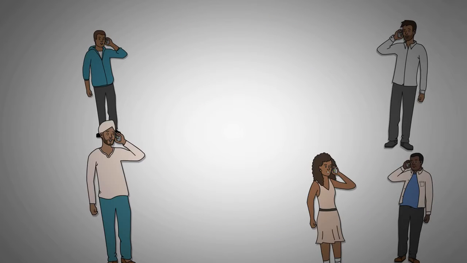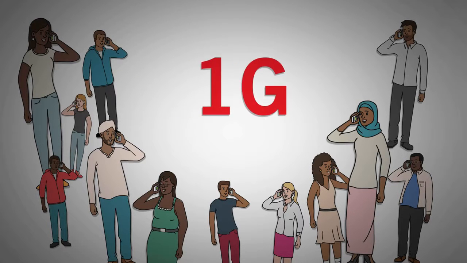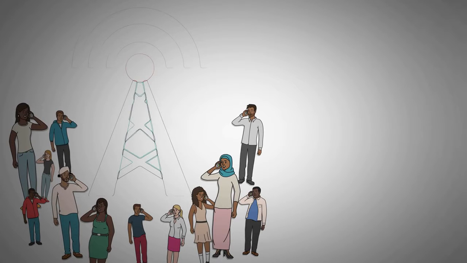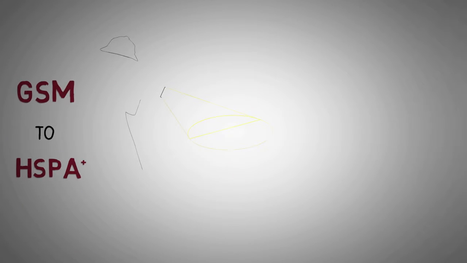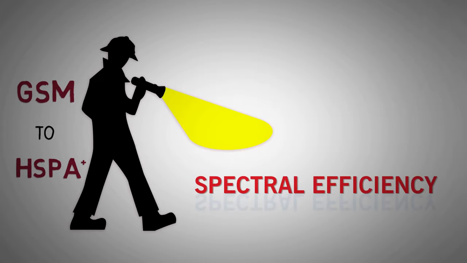As the number of users and their demand started growing, communication networks evolved from 1G to 4G. The radio part was significantly enhanced from GSM to HSPA+. Now, focus was shifted towards better spectral efficiency by using higher modulation orders like QPSK, 8PSK, 16QAM, 64QAM, etc.